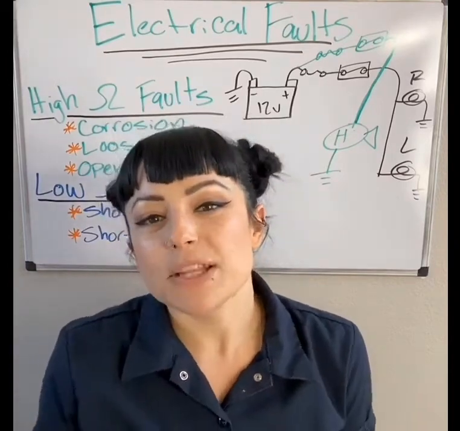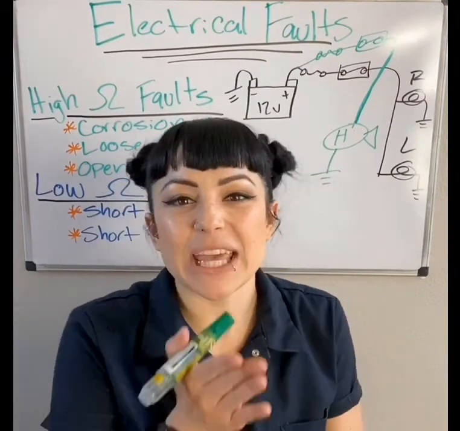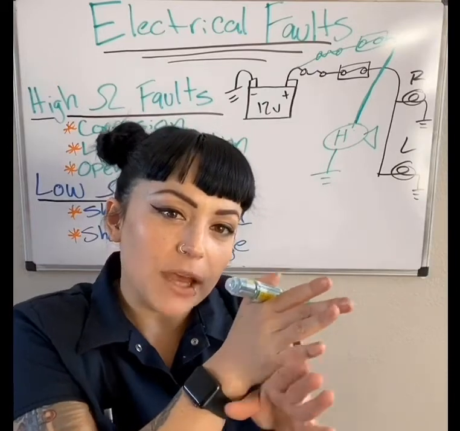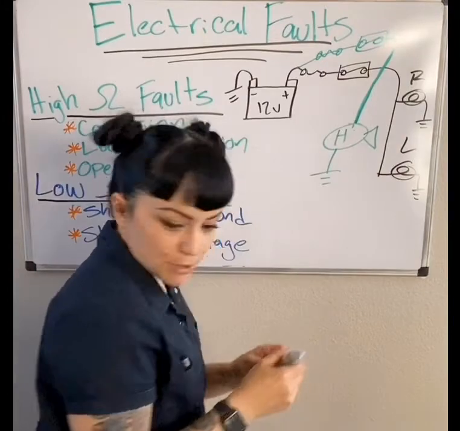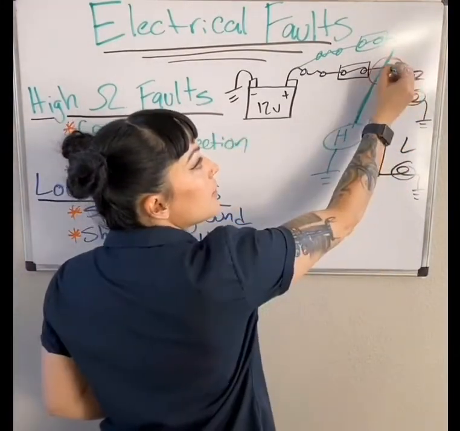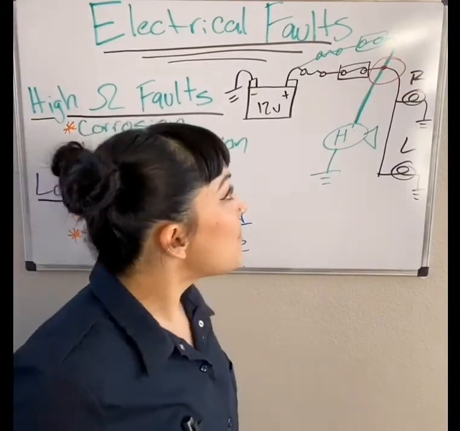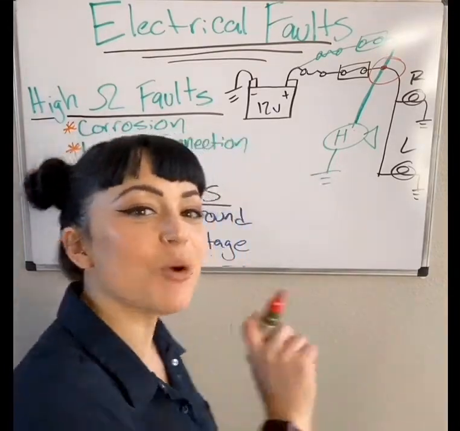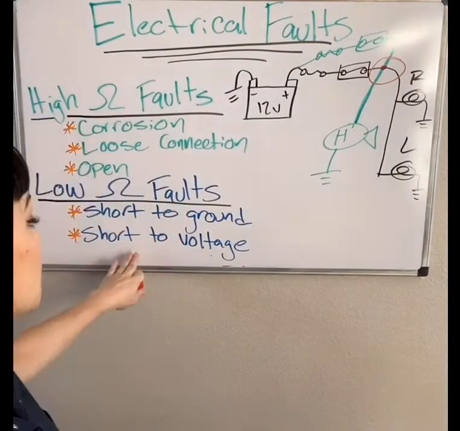But what happens when a harness wasn't placed really well, or maybe somebody added something aftermarket and it's squishing down on the harness and the wires end up chafing and rubbing together and the wires eventually touch? I'm using the wrong color here. What if they became connected on accident? So what would happen is every time you press on your brake pedal, the horn would honk, or every time you honk the horn, the brake lights would turn on. That is a short to voltage.